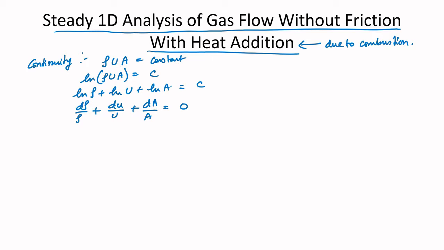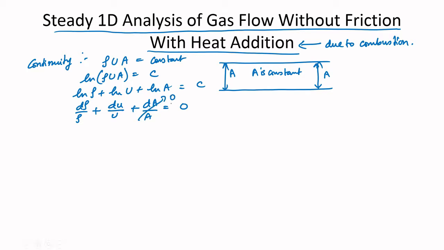Now, here the tube through which the flow is happening is of constant area. So, the area is not changing. If area is not changing, then this term goes to 0, and we can write d rho by rho plus du by u is equal to 0.